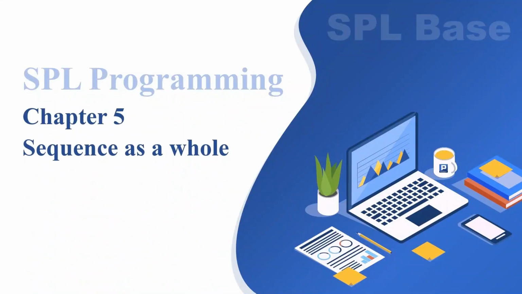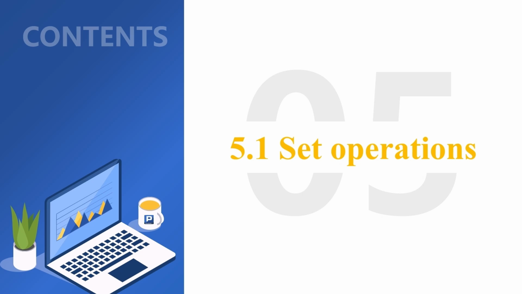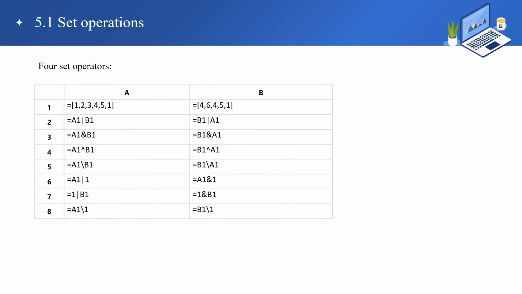Chapter 5. Sequence as a whole. Section 1. Set operations. Now, we have learned to use a sequence, but this sequence looks like what we said before. It is a batch of variables with the same name. When we operate on these sequence members, we still refer to and assign values one by one. In this chapter, we learn how to operate a sequence as a whole.